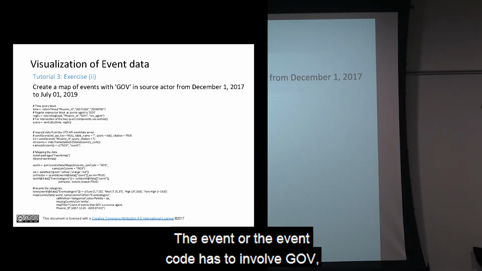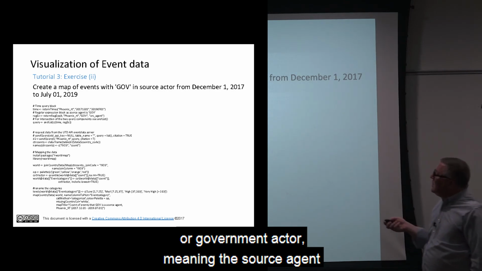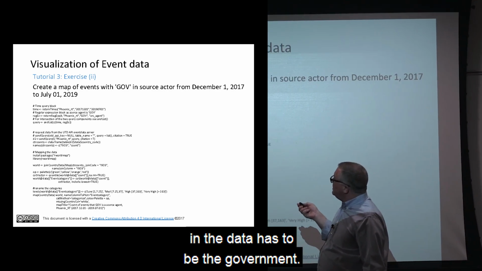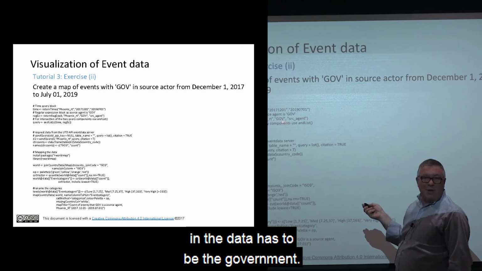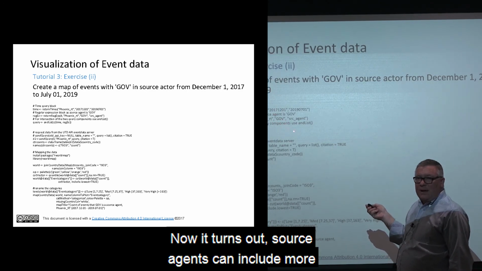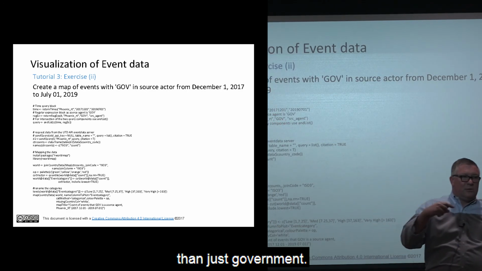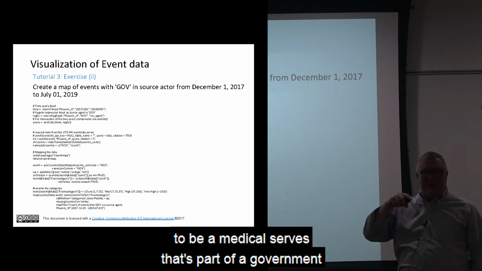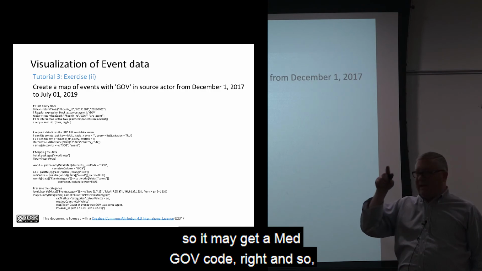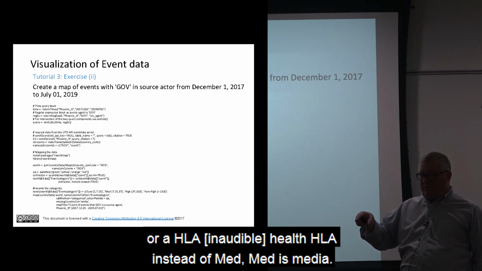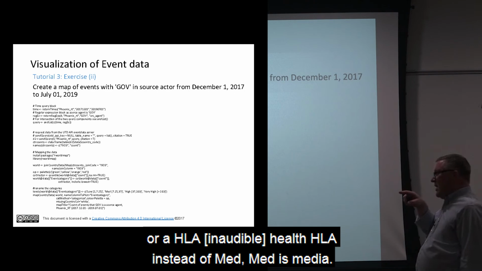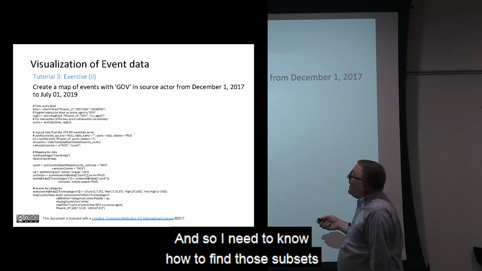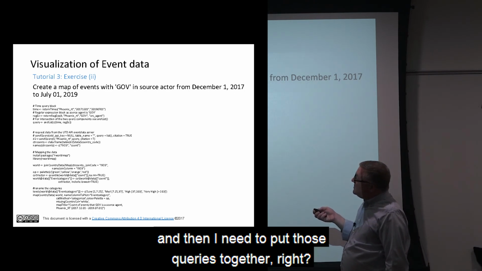The event or the event code has to involve GOV, or a government actor, meaning the source agent in the data has to be a government. Now, it turns out source agents can include more than just government, right? So if you think about a health service, that's going to be a medical service that's part of a government. So it may get a med GOV code, or HLH, sorry, health, HLH instead of med is media. And so I need to know how to find those subsets.